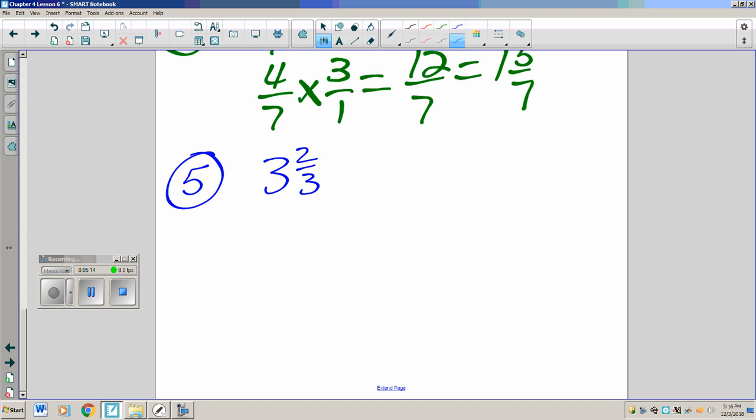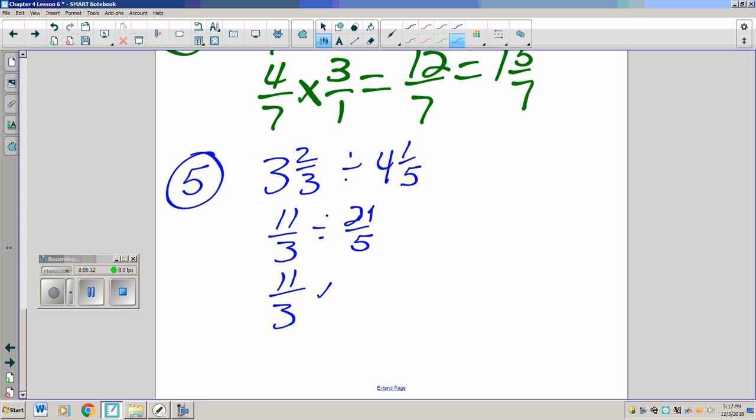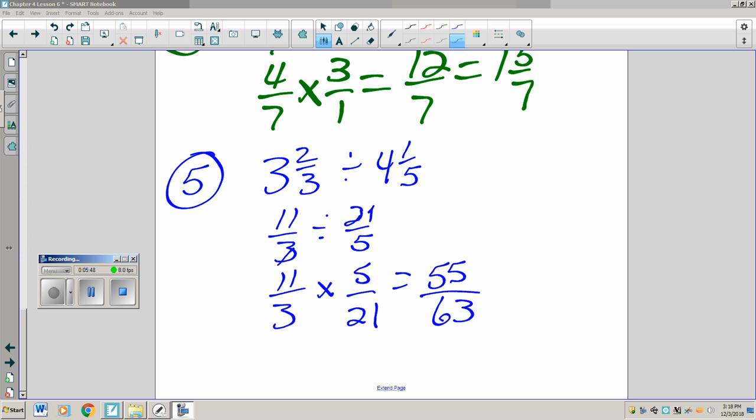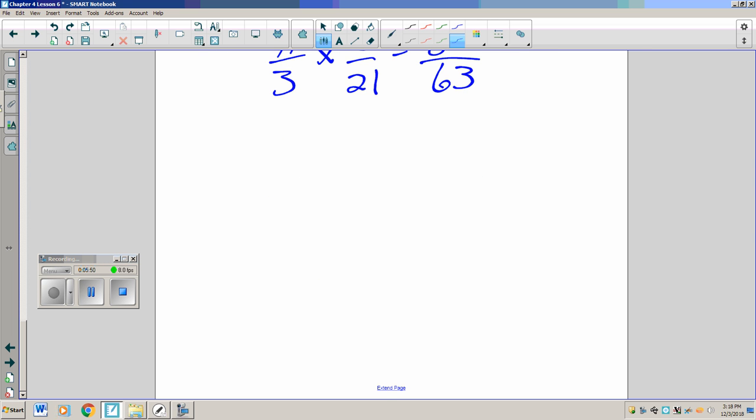3 2/3 divided by 4 1/5. Step 1, improper fractions. 11/3 divided by 21/5. Keep the first one, 11/3 times 5/21. Multiply the top, 55. Multiply the bottom, 63. And that can be reduced by nothing. So we're good. And last one.